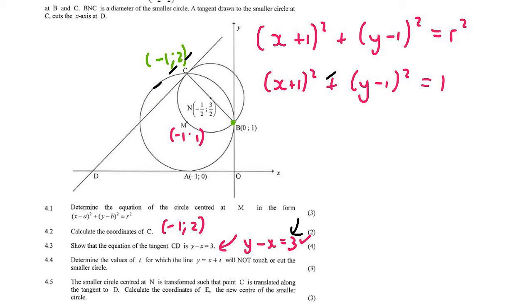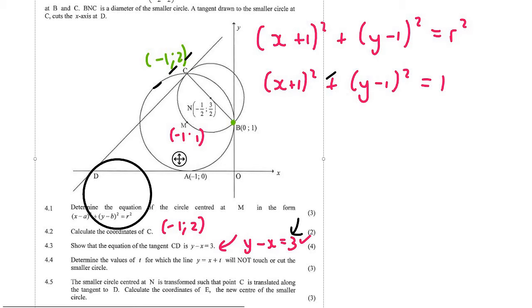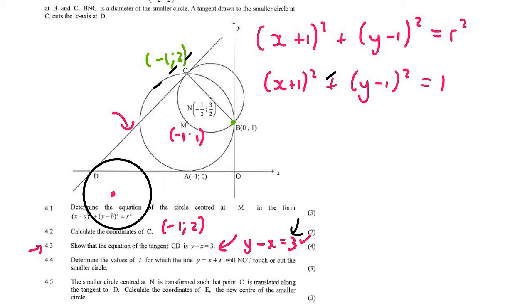We're now moving on to question 4.5. They tell us that they're going to take the smaller circle and move it down to point D. So it's going to look something like this. And now they want us to calculate the new center. What we can do is take the equation of line CD, which we worked out in question 4.3, where we said y was equal to x plus 3. We could use that to find the coordinates of D, because that is the x-intercept. So we make y equal to 0, and we see that x equals negative 3. So the coordinates of D will be negative 3 and 0.